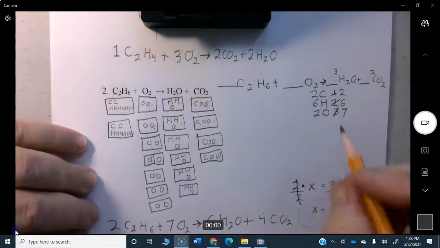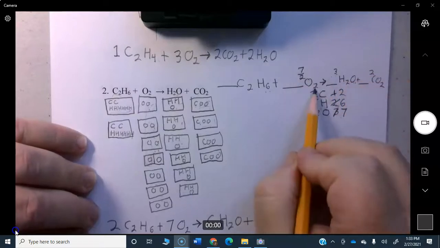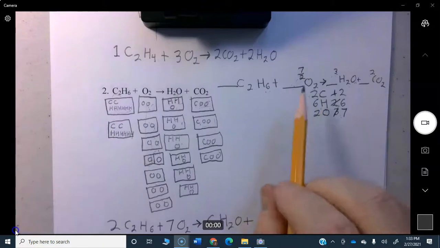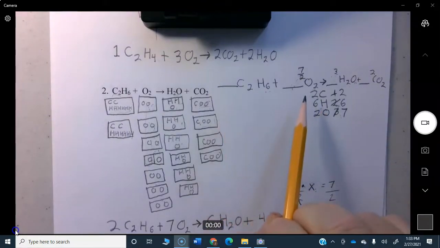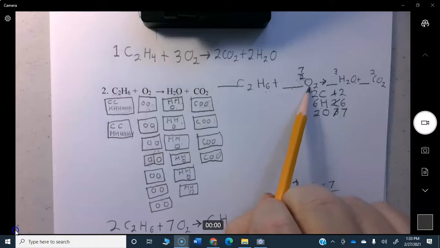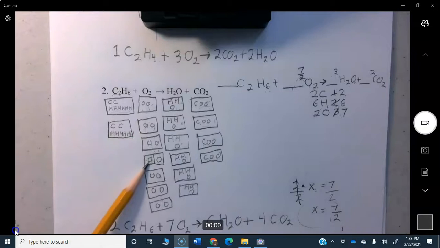Okay, so I'm going to come up here and put a 7/2 here. So 7/2 times 2 is going to give us 7. All right? So now everything's in balance. The problem is that 7/2 is equal to 3.5. You can't have 3.5 oxygen molecules. That's what we had down here, 1, 2, 3.5.